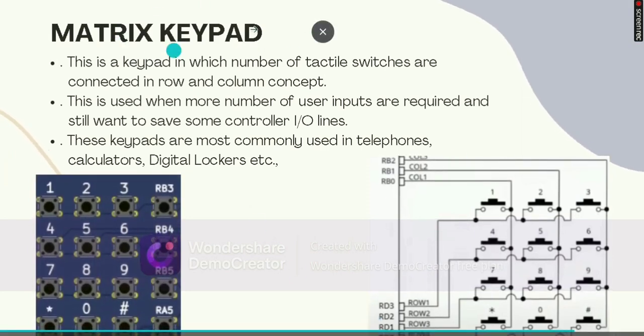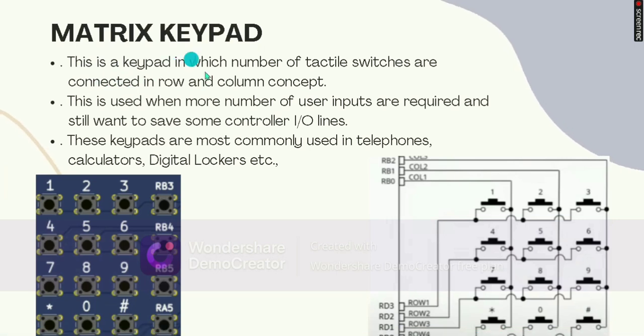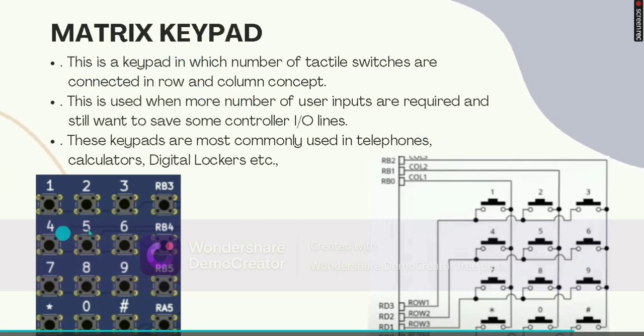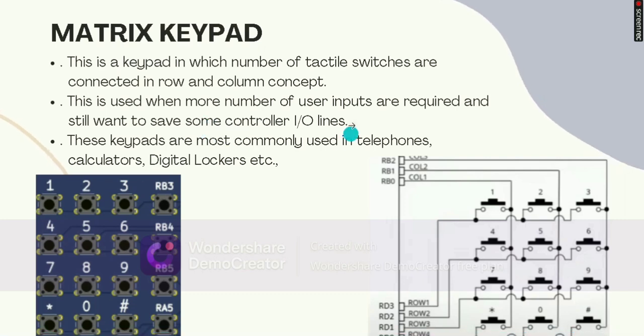Next is a matrix keypad. This is a keypad in which a number of tactile switches are connected in a row and column concept. This is used when a number of user inputs are required and we still want to save some controller input-output lines. These keypads are most commonly used in telephones, calculators, digital lockers, etc.